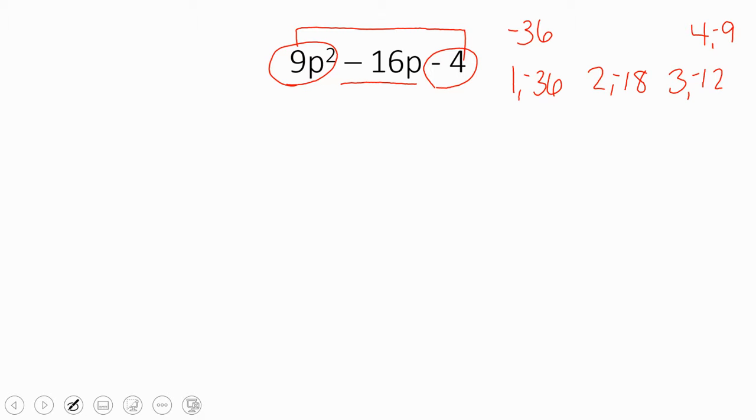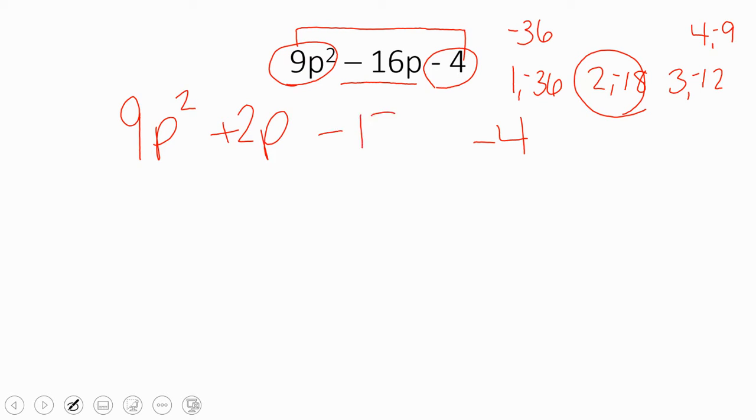Okay, looking at those, the two that add to give me negative 16 are 2 and negative 18. So same thing, I'm going to break that middle term up. So I still have 9p squared, and I still have minus 4. Those don't change. My negative 16p now becomes plus 2p and minus 18p.